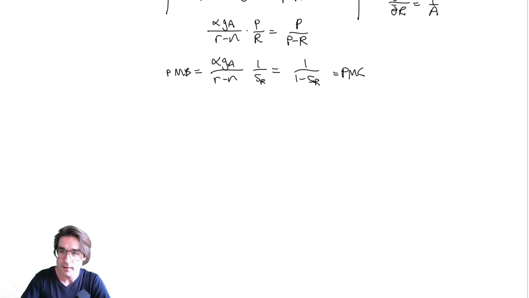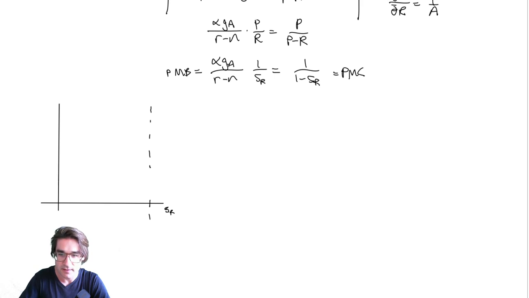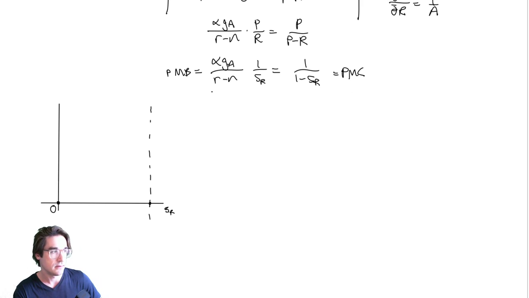let me use the ruler, make some axes here. Okay, so we think about these axes, like here, we're gonna have SR, and that can't be greater than one. You can't put more than 100% of your people to research. So it's gonna go from zero to one. And we're gonna plot these here, PMB and PMC.